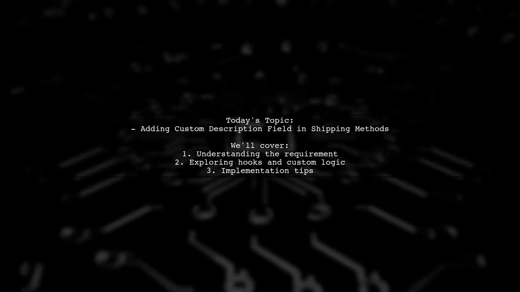Today, we're tackling a question that many WooCommerce developers encounter. Our viewer wants to know how to add a custom description field in the shipping methods section of the backend.